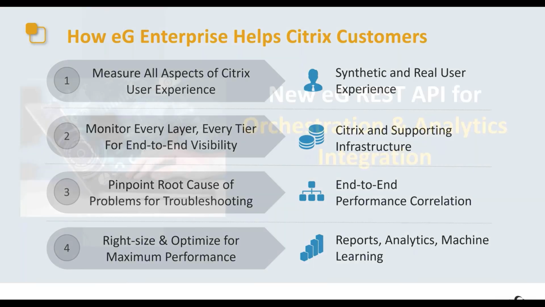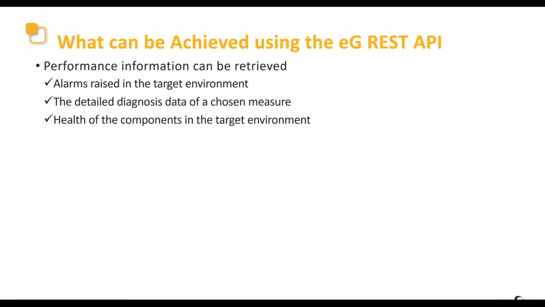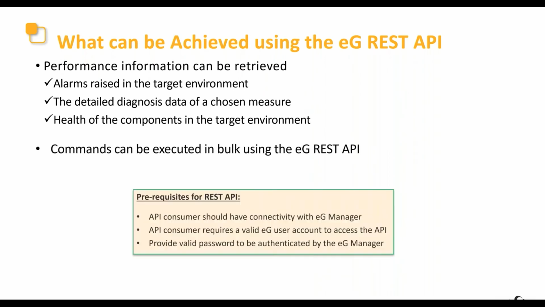Now comes to the REST API piece. So in the latest release of EG, we've released the REST API for orchestration and analytics integration. So what can you do with our REST API? You can track and retrieve alarms raised in the environment. You can get specific metrics. You can get health of specific elements, specific users or servers in the environment. Commands can be executed. So there is a lot of things that you can do with it.